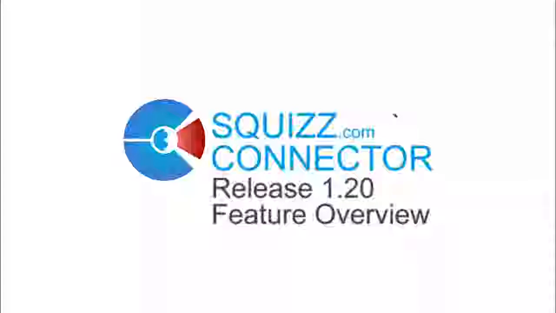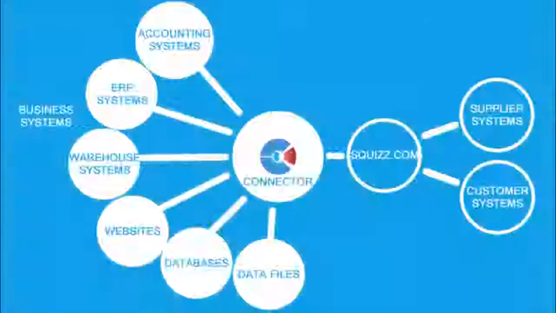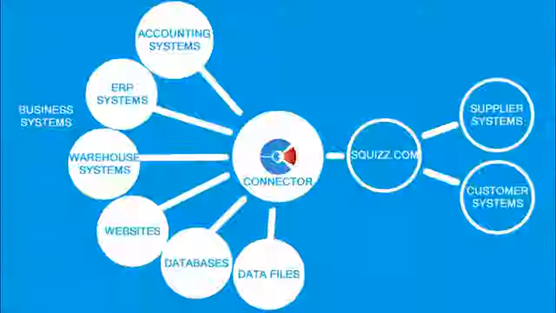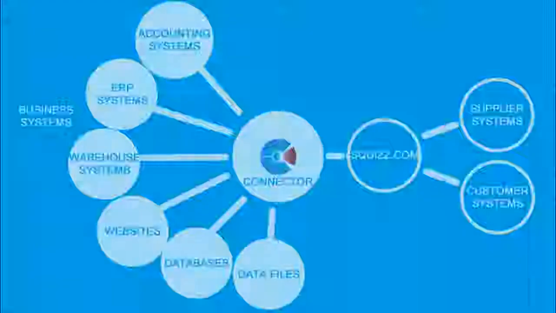Today we'll be looking at the changes we've made to the Squizz.com connector software in the 1.20 releases and the 1.20.1, 0.2, 0.3, 0.4 incremental releases. The Squizz.com connector is a free piece of software developed by us that allows a business to connect any of its business software, databases, spreadsheets and files into the Squizz.com and Todex platforms, allowing businesses to save and make more money by automating data management and data transfer between its systems and other supplier and customer systems.